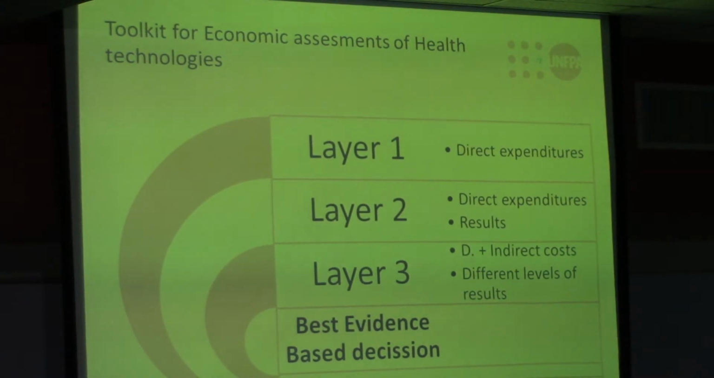But what can health economics do to help this advocacy? Let me show you the toolkit of health economics assessment. From my point of view, it is like an onion. We have layers of analysis, and as we go toward the center of this onion, we get closer to the best evidence-based decision.